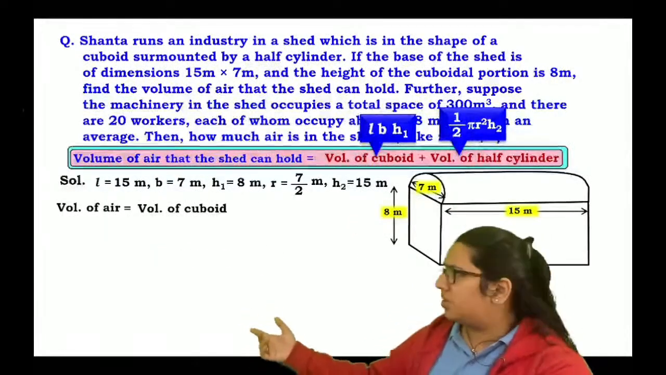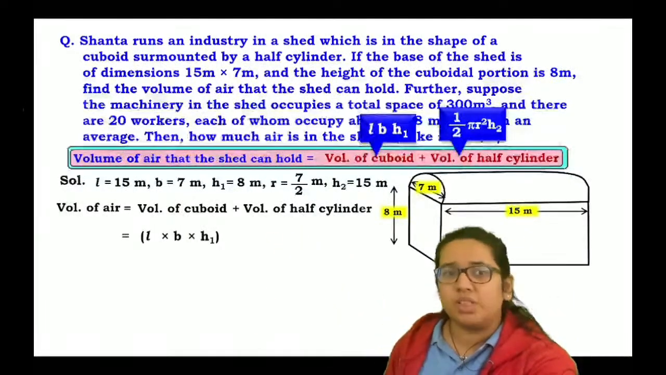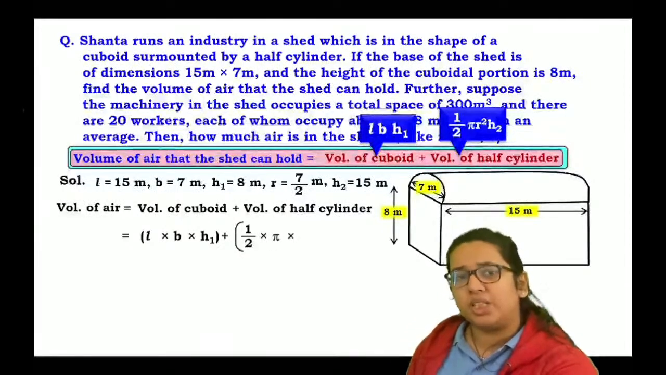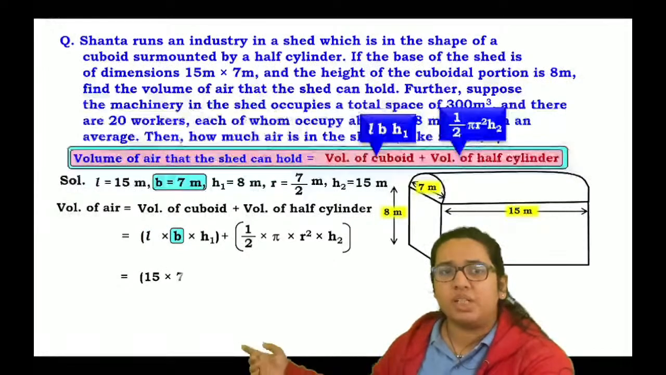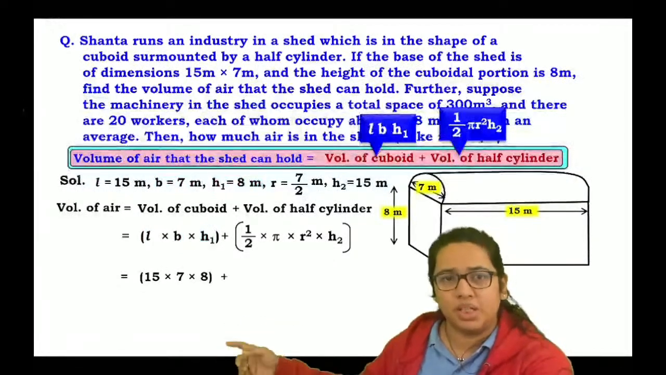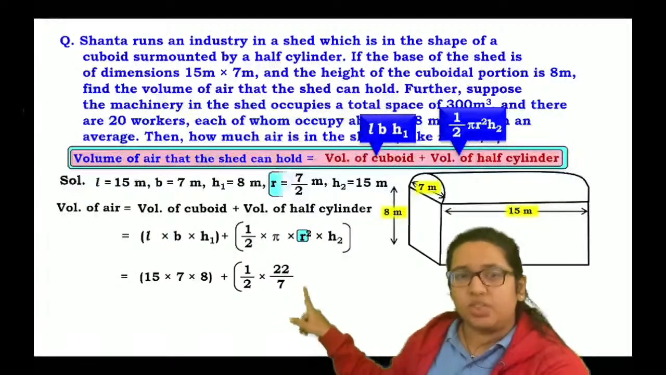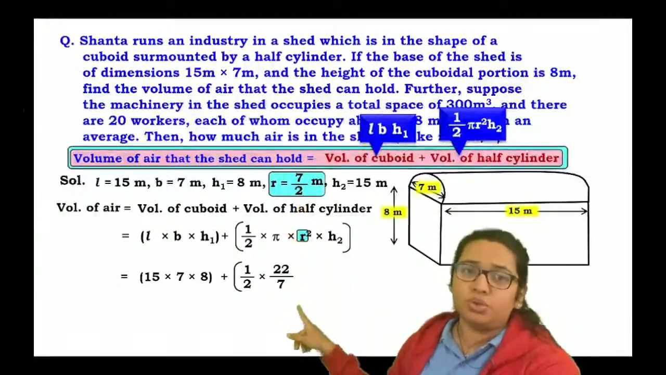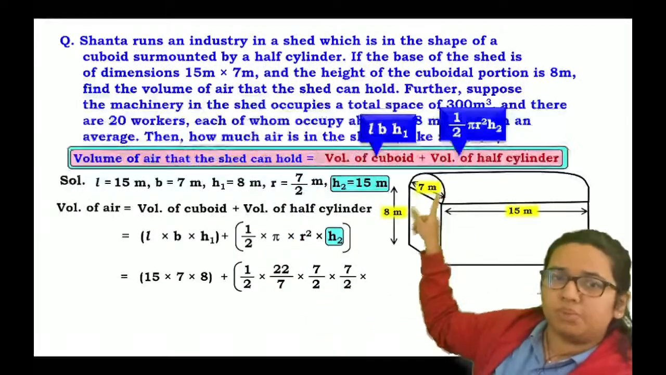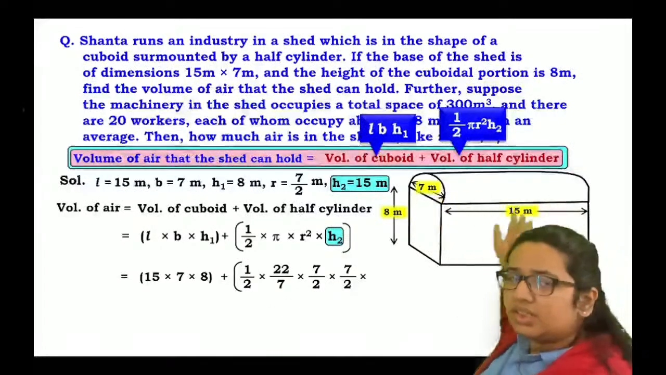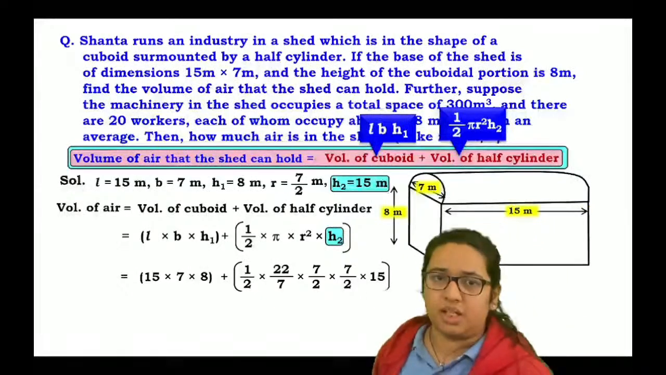Now we'll just use this formula and find out what will be the volume of the air. Volume of the cuboid, which is nothing but LBH, plus volume of the half cylinder, that is 1/2 of pi r square h. So L is nothing but 15, B is nothing but 7, H is nothing but 8, plus 1/2 of pi, which is nothing but 22 upon 7, into R is given as 7 upon 2. So 2 times 7 upon 2, and H is nothing but 15 meter, right? Because length of the cuboidal part can be considered as the height of this cylinder part.